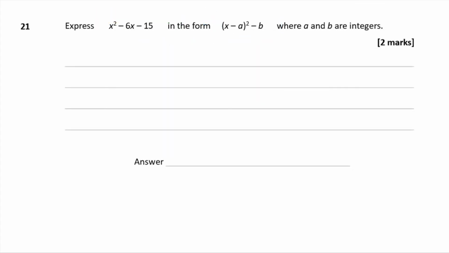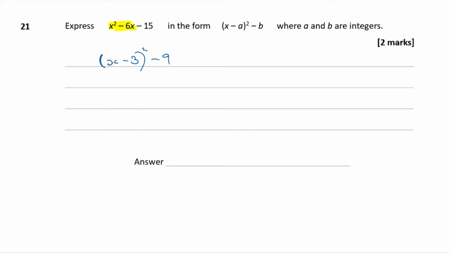Express x squared minus 6x minus 15 in the form x minus a all squared minus b, where a and b are integers. Okay, so in other words, they're wanting us to complete the square here, and that's what this technique is called. Having a look at the first 2 terms to start with, we can rewrite this as a square by taking the coefficient of x and halving it. So rather than having x minus 6x, I'm going to have x minus 3. Okay, so x minus 3 all squared, if you multiplied that out, you get x squared minus 6x plus 9.